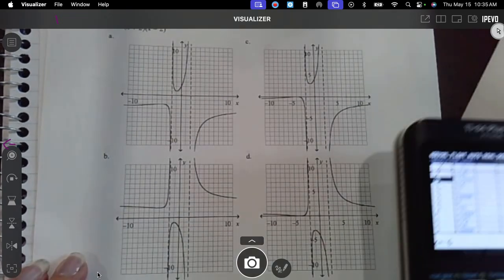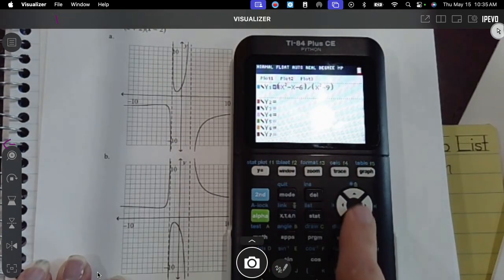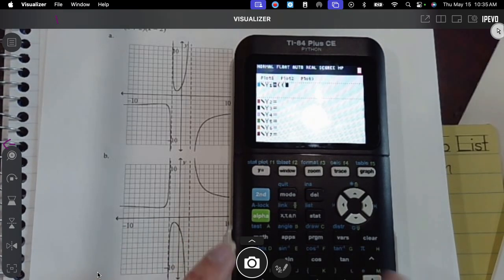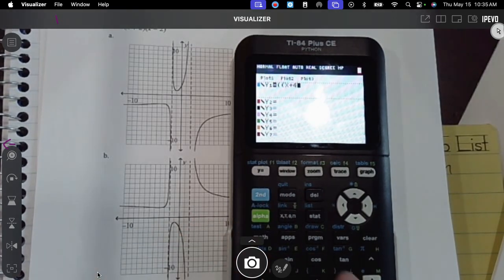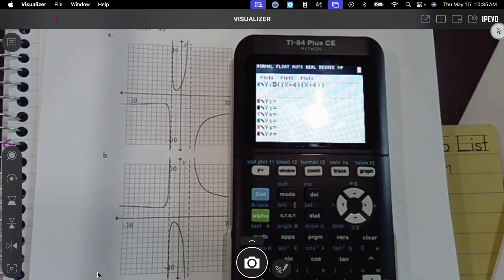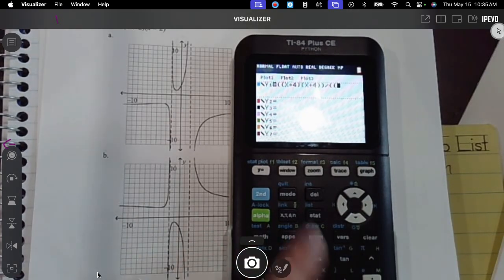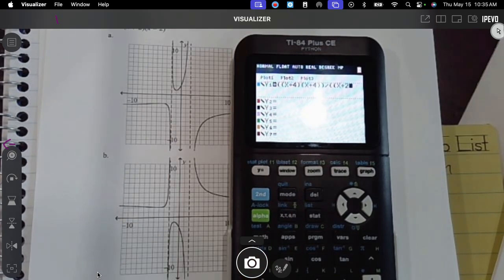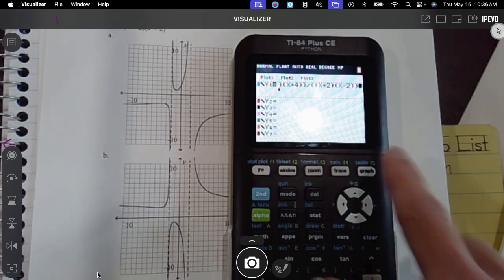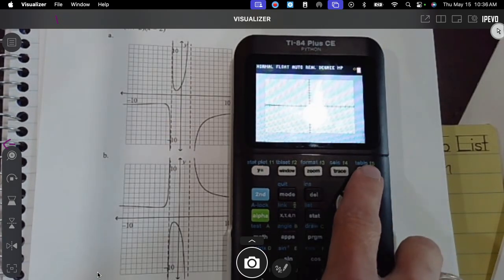Okay. Make sure you put it in parentheses. So you would have to do parentheses x plus 4 and x plus 4. There's my first one. Is everybody okay with that? Or use a fraction. I would just use my fraction bar. Then x plus 2, x minus 2, which we can look at in our table in a second, but I'm just going to look at my graph.